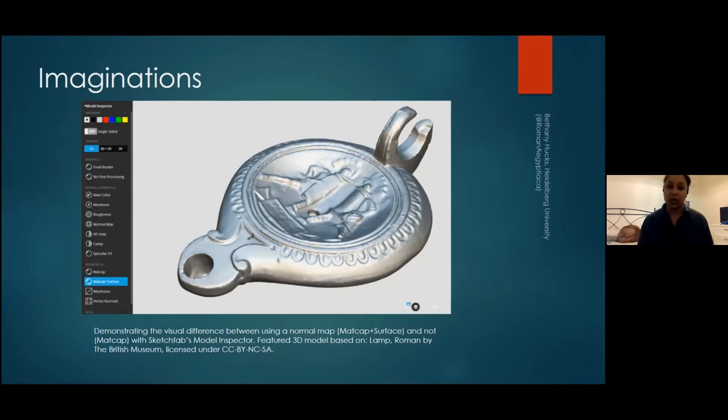This is a discussion that you can be having with your students in your classroom, or if you're a student, with your professors in your classroom, using these 3D models to illustrate how these objects would have interacted and looked visually in a single space.